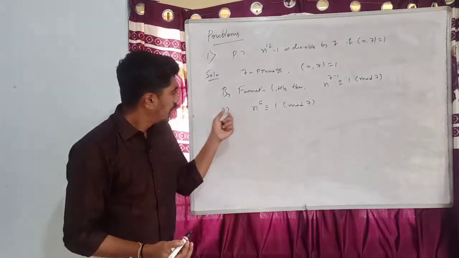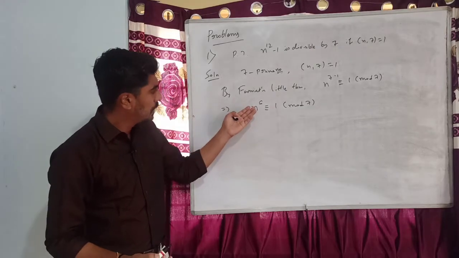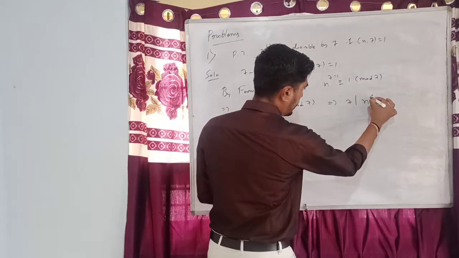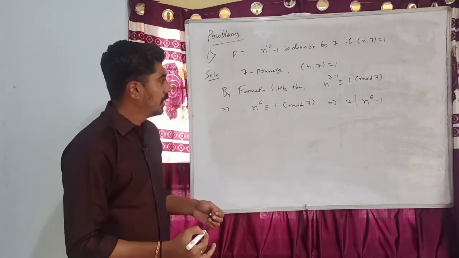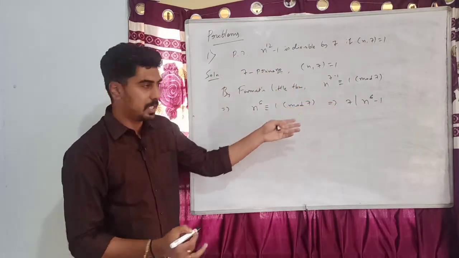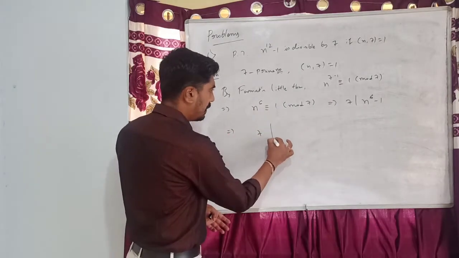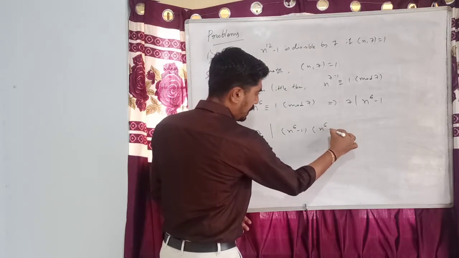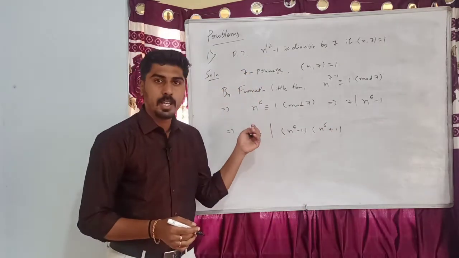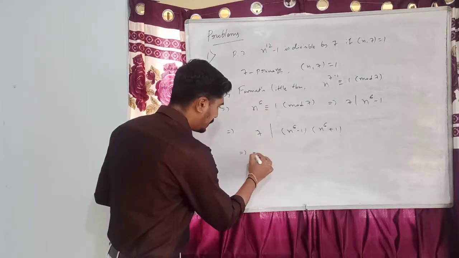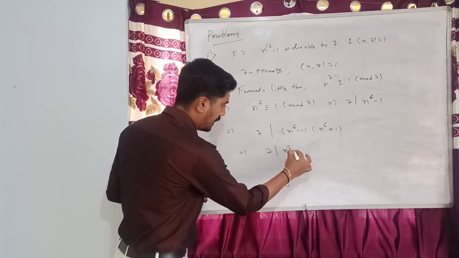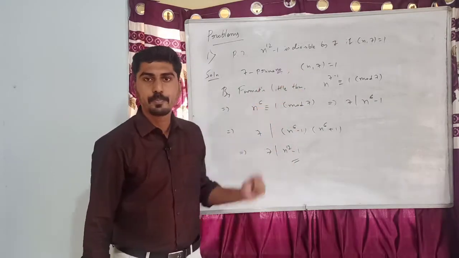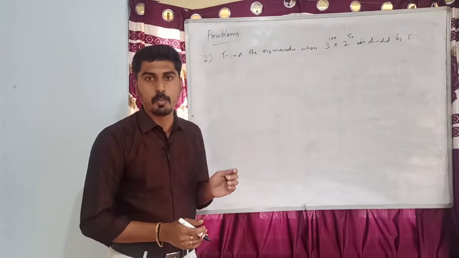Now, by the definition of congruence, 7 divides n power 6 minus 1. Now, using the property of divisibility, 7 divides n power 6 minus 1 into n power 6 plus 1. Now when I multiply this, I get here 7 divides n to the power of 12 minus 1, as required. Now consider one more problem.